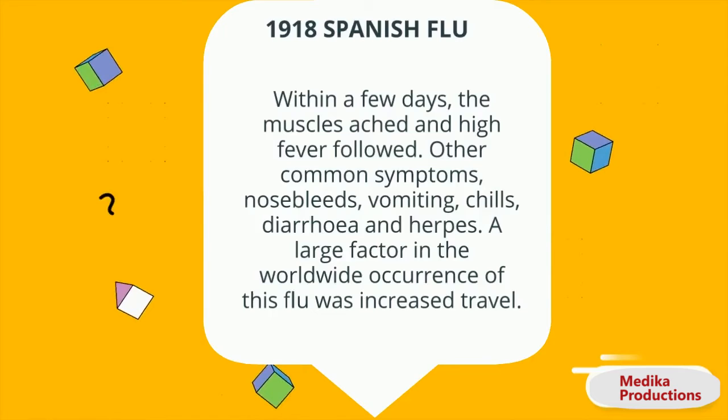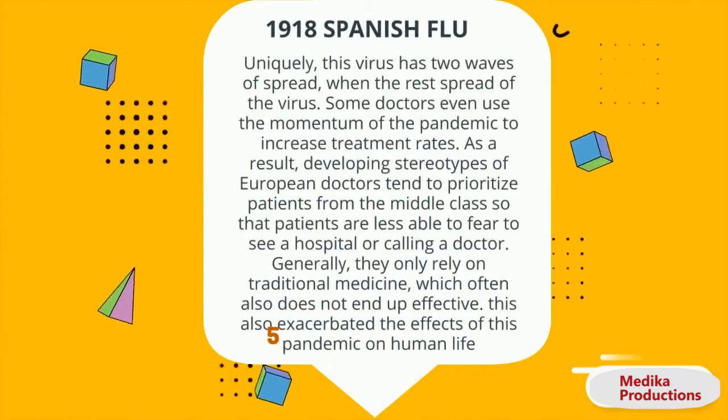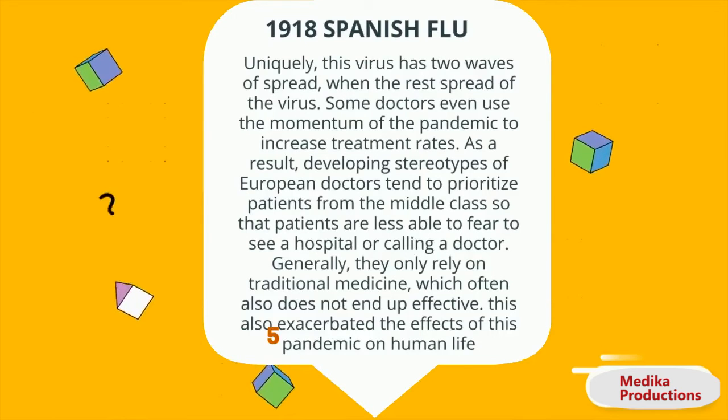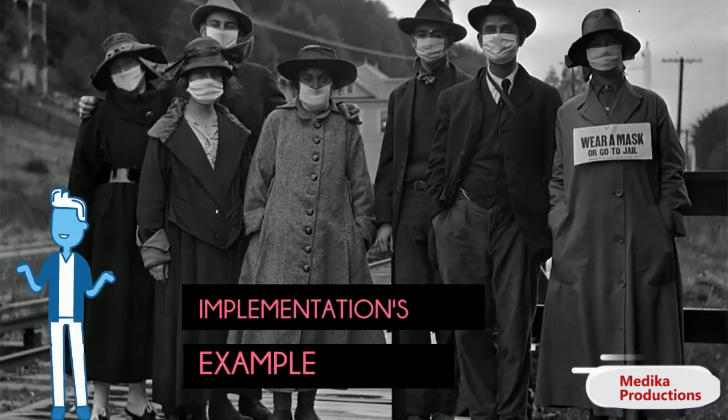A large factor in the worldwide occurrence of this flu was increased travel. Uniquely, this virus spread in two waves. Some doctors even used the momentum of the pandemic to increase treatment rates. As a result, developing stereotypes of European doctors tended to prioritize patients from the middle class, so that other patients were afraid to go to a hospital or call a doctor. Generally, they only relied on traditional medicine, which often also wasn't effective. This also exacerbated the effect of this pandemic on human life.